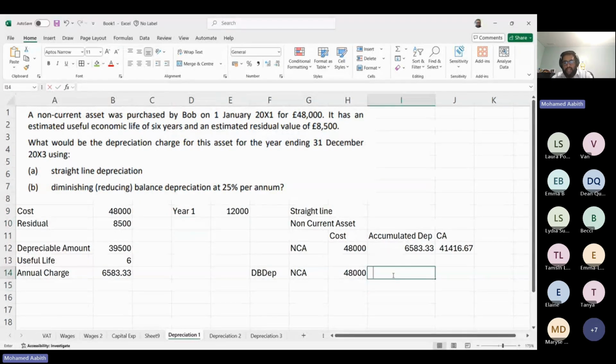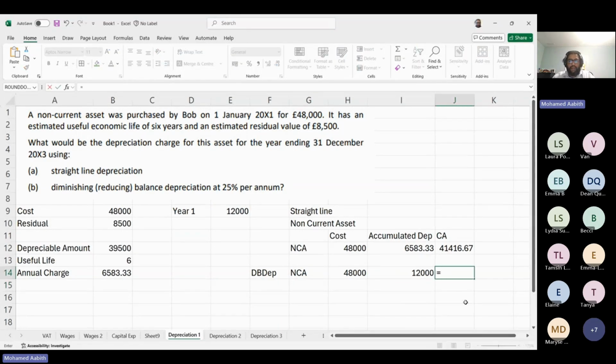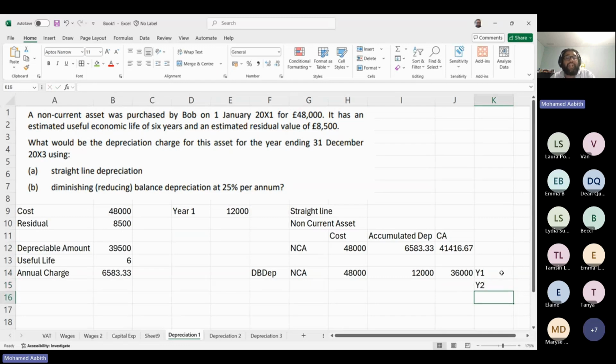So it's going to be 12,000 pounds. Here I'm going to say that is going to be 12,000 pounds equal to that amount. So what will my carrying amount be? This minus that amount, which is 36,000 pounds. That's the year end first. Now let's look at this. This is my year one. Now year two, which is the end of 2022, what are the depreciation charges?